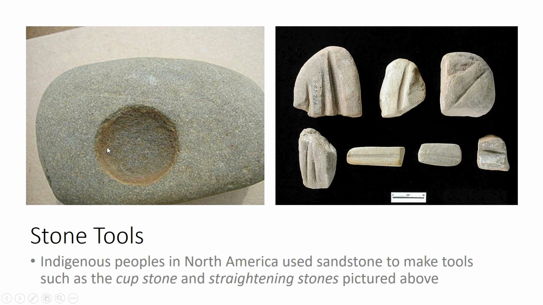You can see where an area has been carved out here to create what's called a cupstone, and then here to create what's called straightening stones. Straightening stones are used to straighten the shaft of an arrow. Cupstones, there's different theories about what they were for, so there could be multiple different purposes for what a cupstone is for.